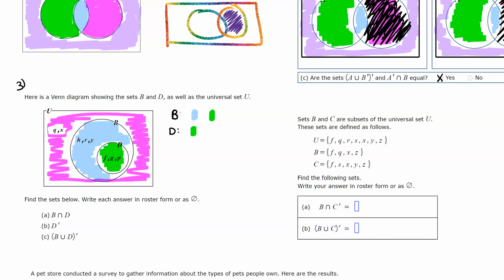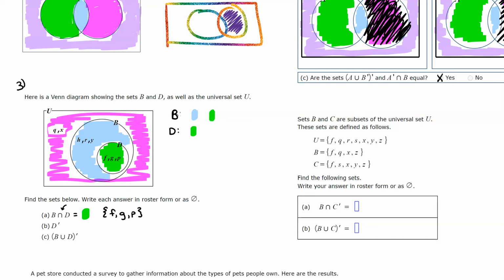So in part A here, I want the intersection. So what do those have in common? Those just have green in common. But here we're not shading the answer, we're answering in elements. So the elements which are in the green room are going to be F, G, and P.